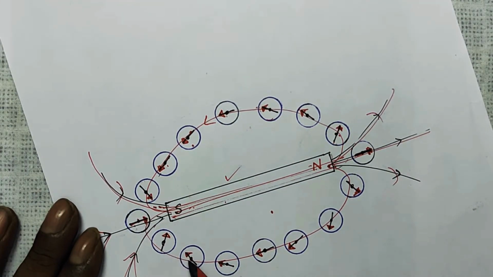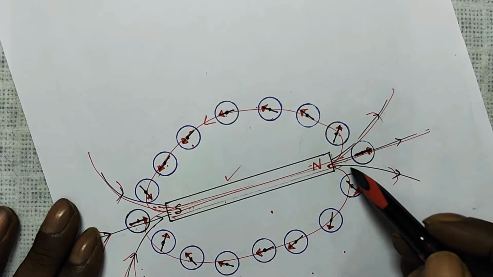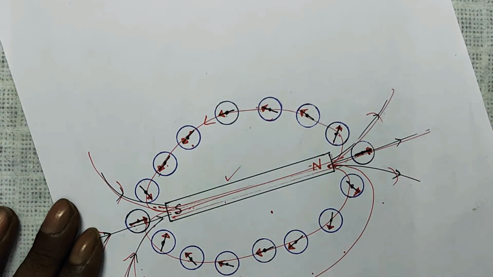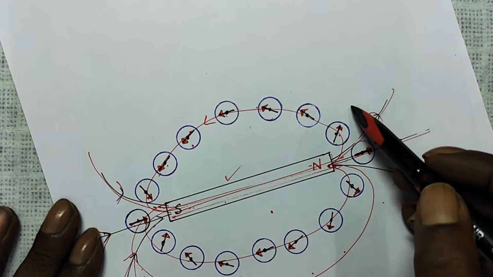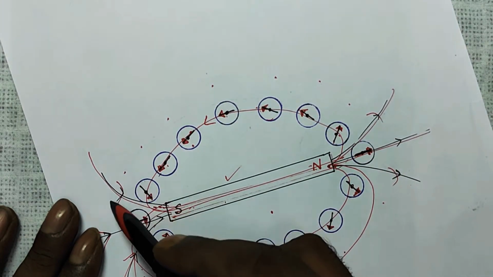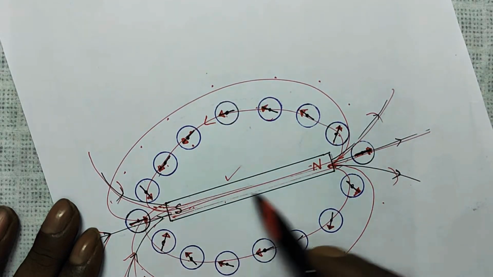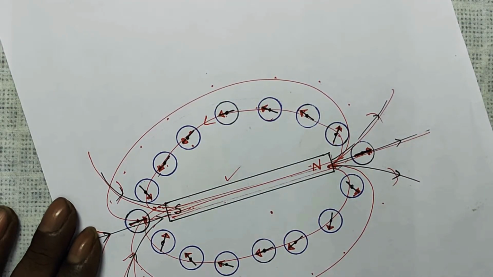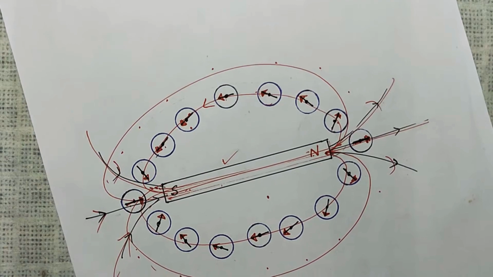If you keep the compass at this position, this position, and so on, it will be like this. Similarly, if you keep it at this position, this position, and so on, then it will be like this. So that is how you draw the magnetic lines of force.